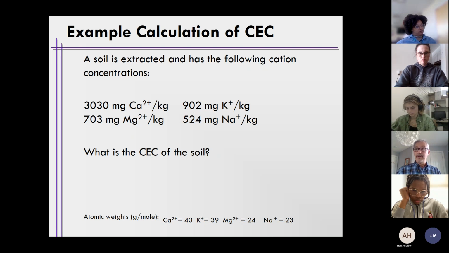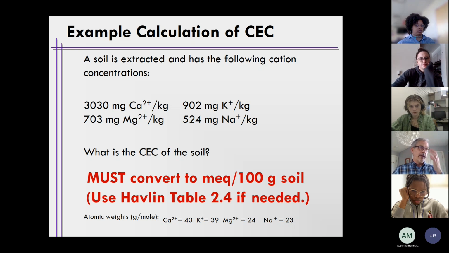To determine the CEC, you have to know what the atomic weights are, go to the periodic table, and then you need to know what the equivalent weight is of each one of these cations. And that middle step of knowing what the equivalent weight is, that's what's written here. We need to convert the above concentrations to milliequivalents per 100 grams, right? And how do we do this? Let me show you how to do this.